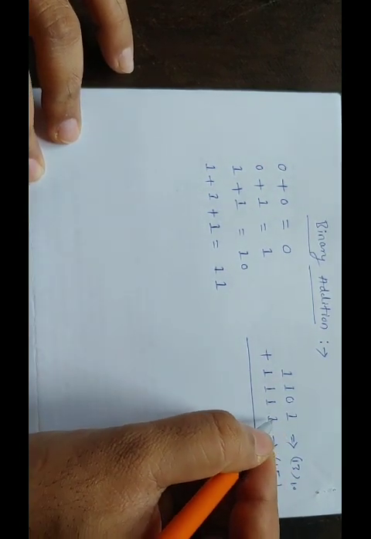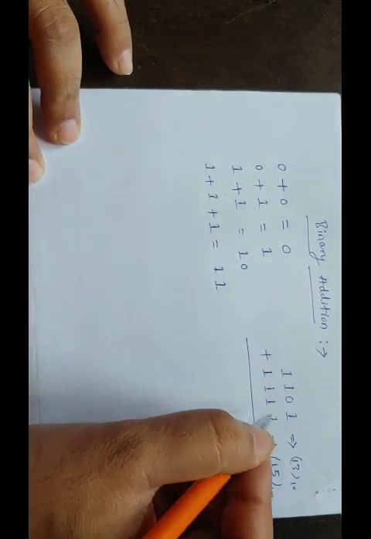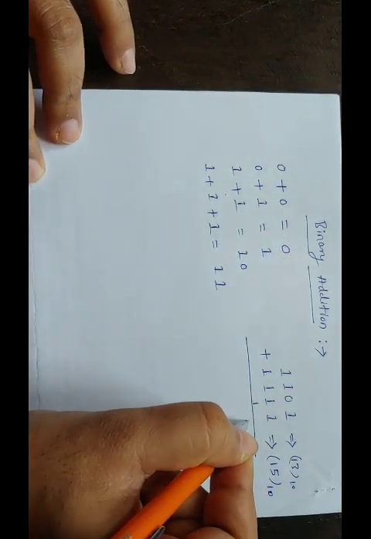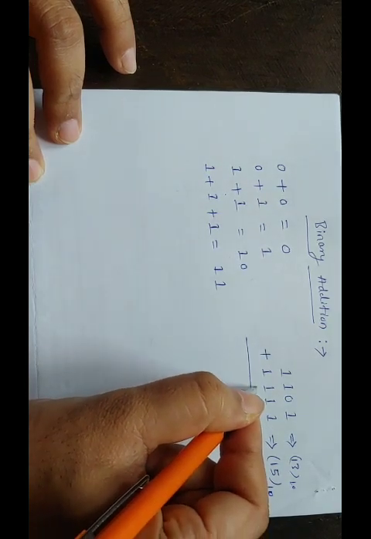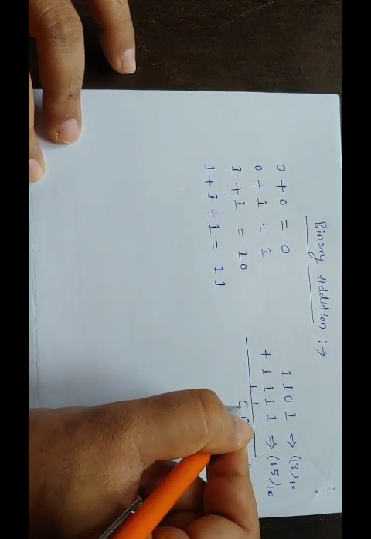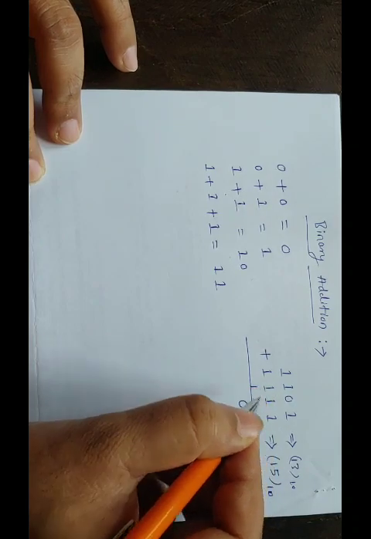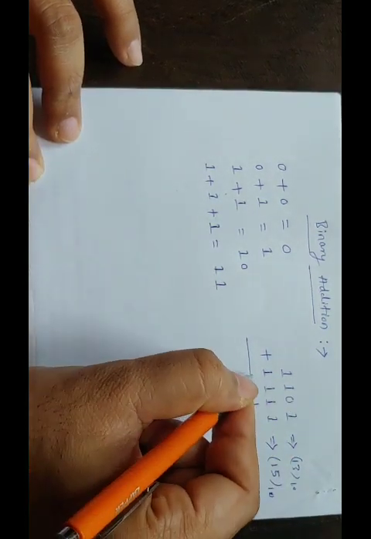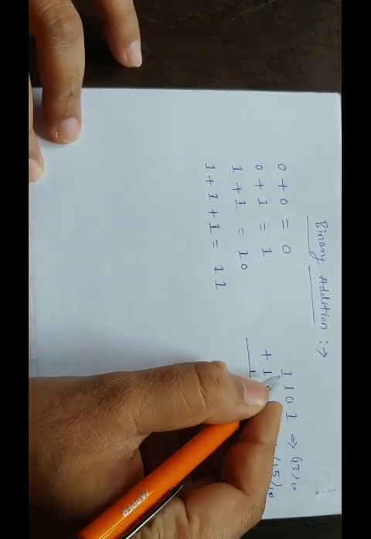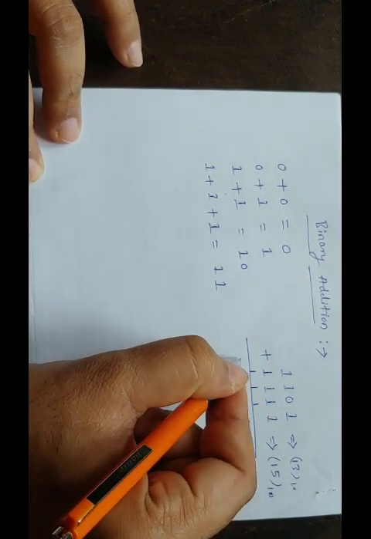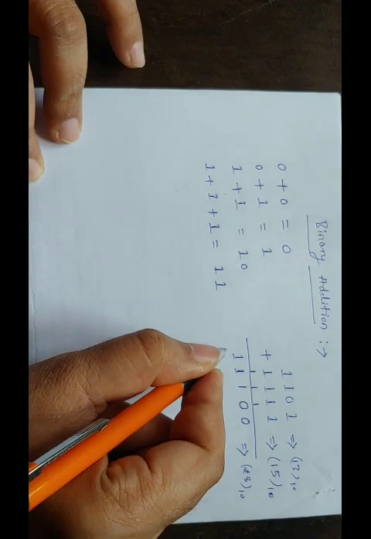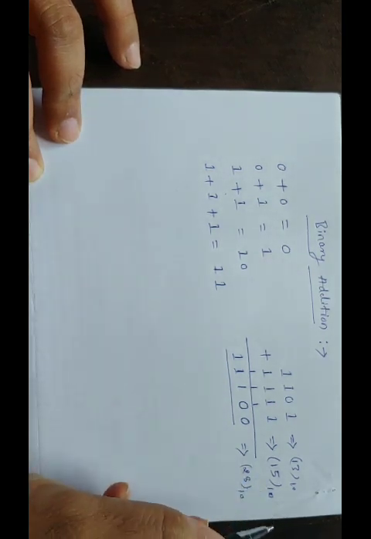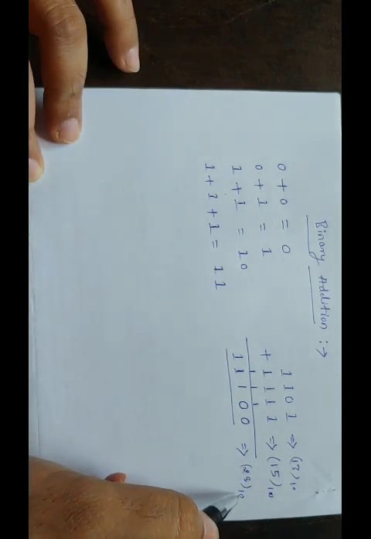So let us add: 1 plus 1 is 1 0, so your carry is 1, sum is 0. Again 1 plus 1 is 1 0, that means carry 1, sum 0. 1 plus 1 plus 1 is 1 1, so carry 1, sum 1. Again 1 plus 1 plus 1 is 1 1, so 1 carry is generated here. 1 1 1 0. So you can verify it is equal to 28.